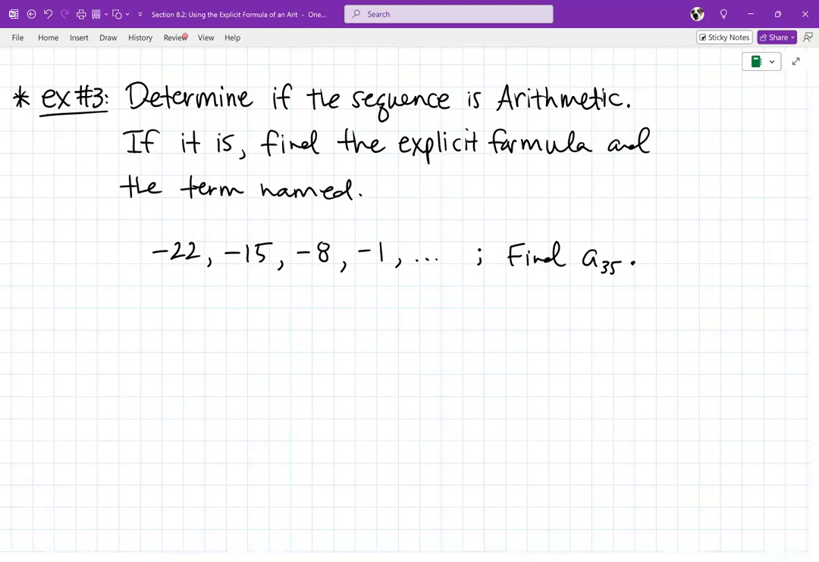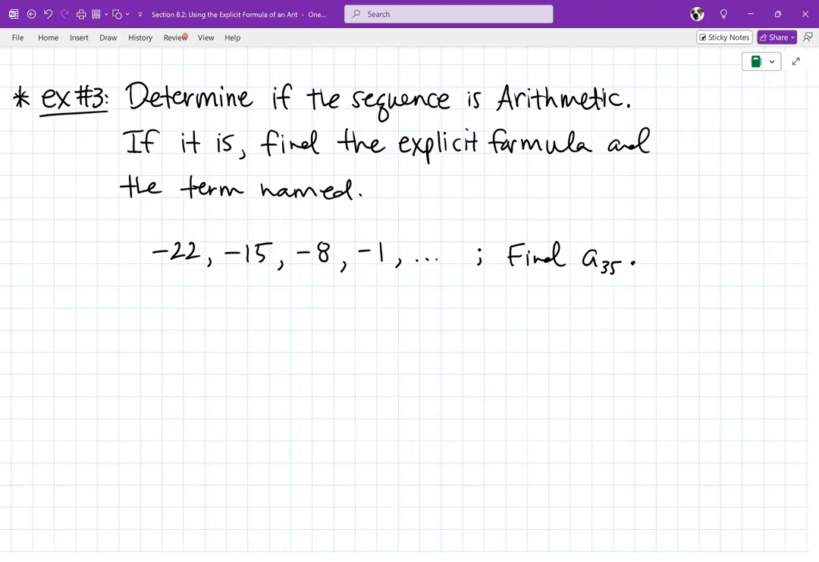Okay, so let's go to example 3. It says determine if the sequence is arithmetic, meaning an arithmetic sequence. Remember yesterday's definition, an arithmetic sequence is a sequence that has a common difference. So what we've got to do is check to see, does this have a common difference? And then it says, if it is an arithmetic sequence, find the explicit formula and then the term.